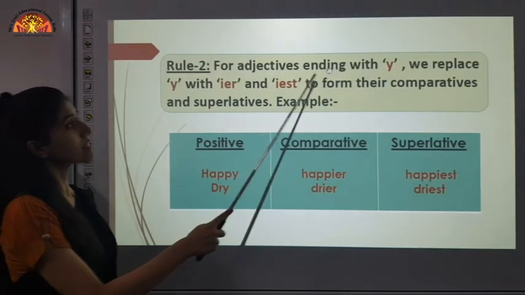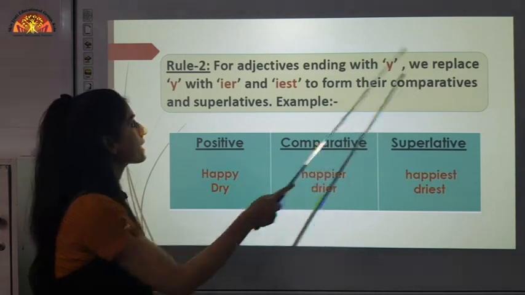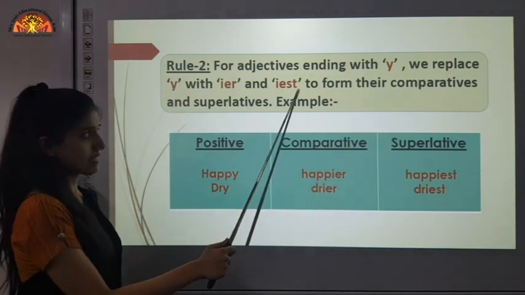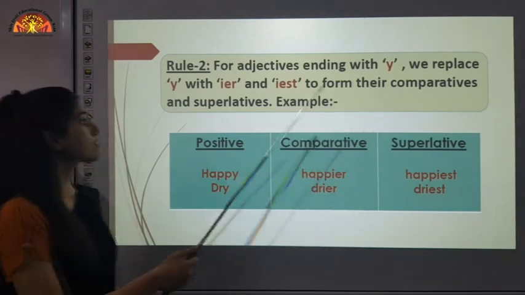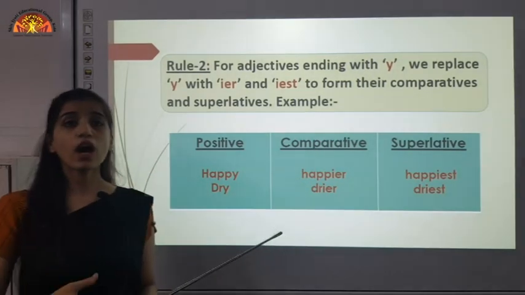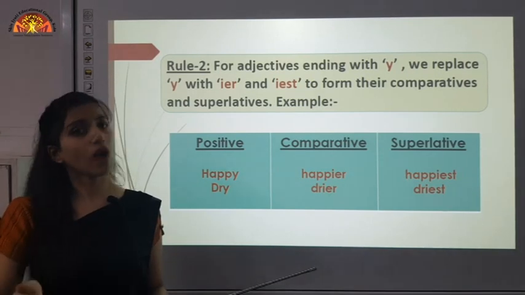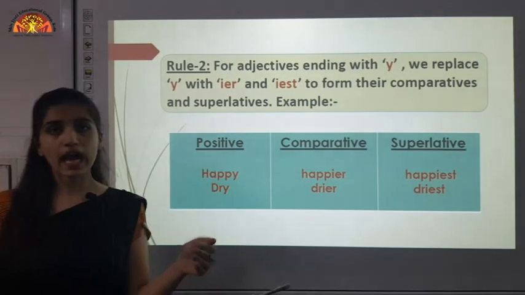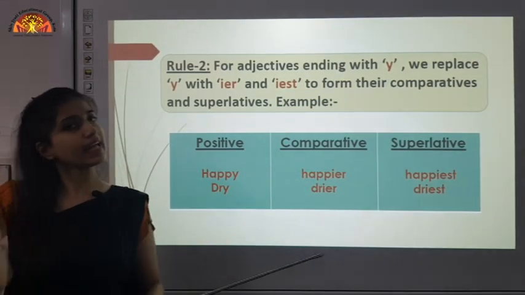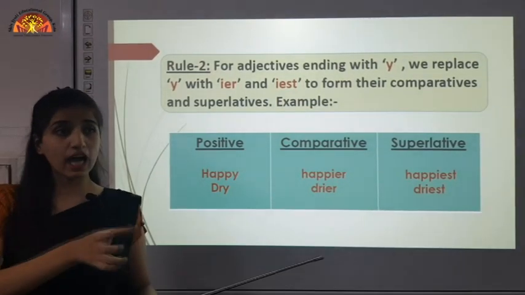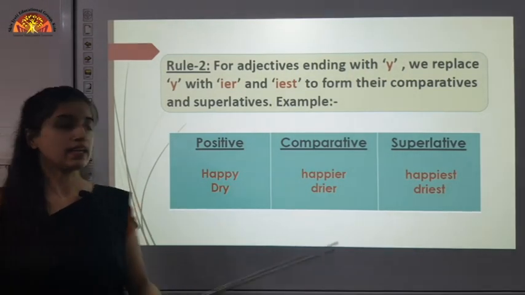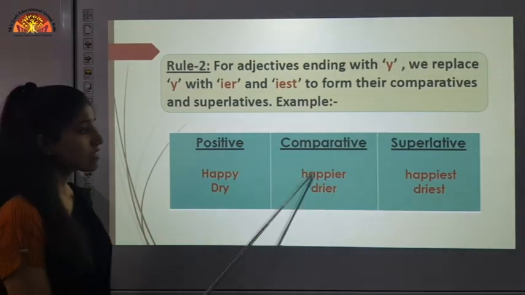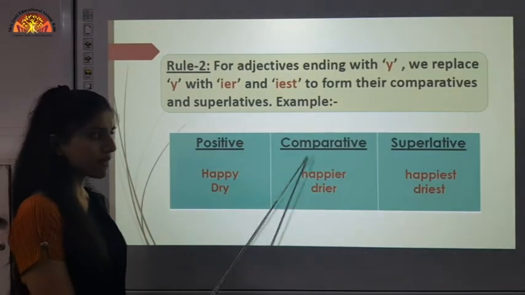For adjectives ending with Y, we replace Y with IER and IEST to form their comparatives and superlatives. So for the adjectives that end with Y, what do we do with them? We replace Y with I and then we add ER and EST. So it becomes IER and IEST. So happy is ending with Y, and we need to change it into comparative and superlative.